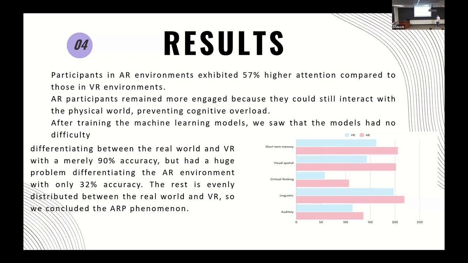After training the models, we observed that they had no problem differentiating between virtual and real world with an accuracy of over 95%. But if you add augmented reality to this equation, some problems come up because the ratios of accuracy become 1:1:1, which makes a problem.